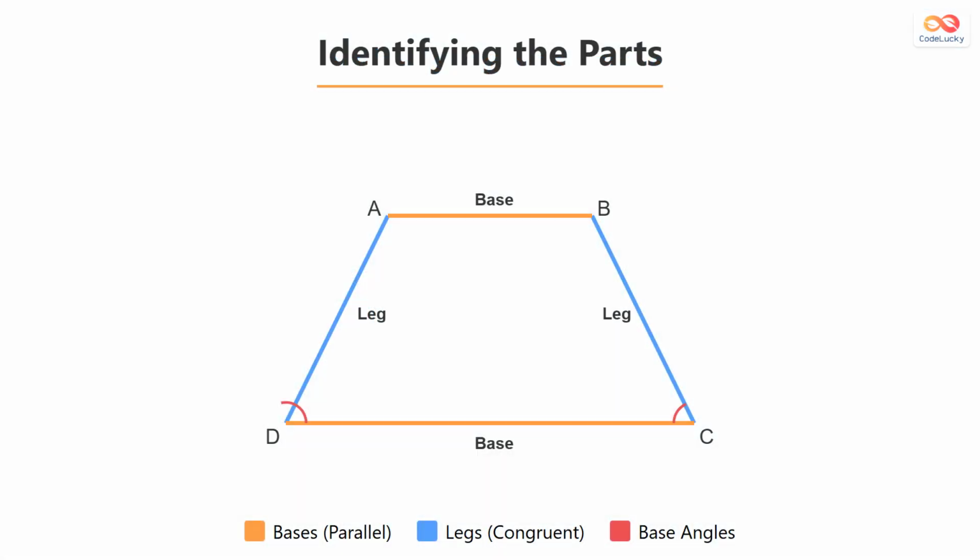Let's identify the parts clearly. We have the top and bottom bases, which are parallel. We have the two congruent legs on the sides, and importantly, at the bottom, we have the base angles. In the diagram, these are the angles at vertices D and C.